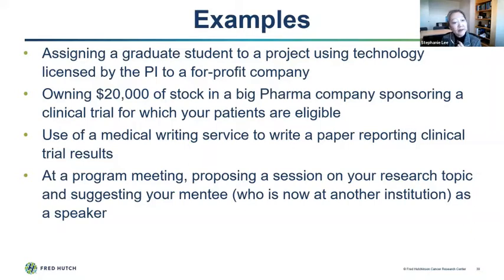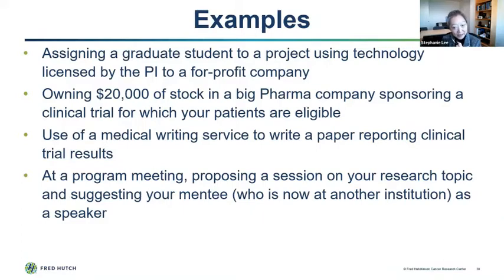What about use of a medical writing service to write a paper that is reporting clinical trial results? I would tell you that almost all of the pharmaceutical studies that I've been involved in now involve medical writers. I think they realize that it takes academics a long time to write this. And so these writers at least put together the first draft. That actually is not okay if it's not acknowledged and it's not transparent what's going on.